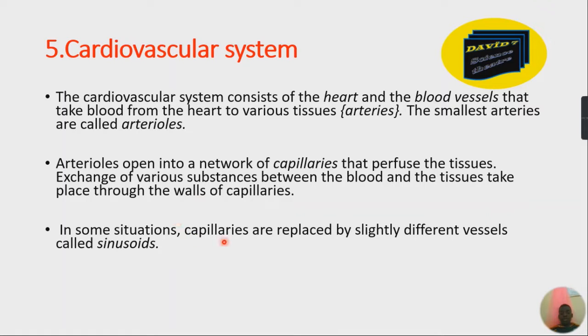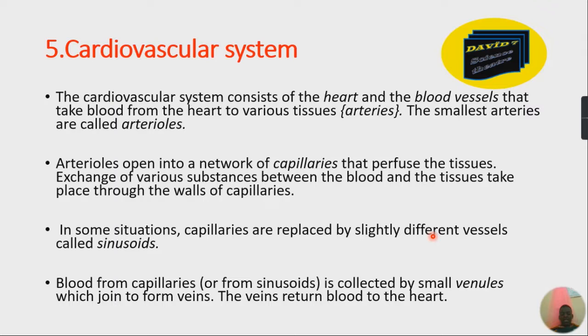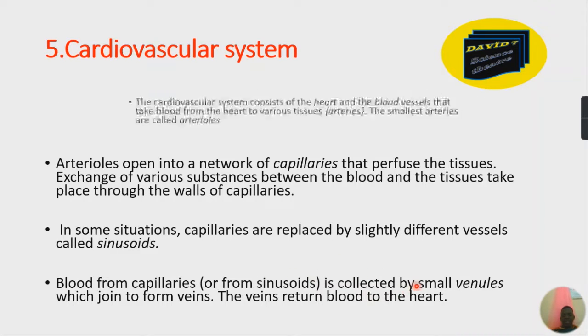In some situations, capillaries are replaced by slightly different blood vessels, which we call sinusoids. They have larger lumens than capillaries, and the cells are not as tightly fixed as those of the walls of the capillaries. Sinusoids. Now, the blood from capillaries or from sinusoids is collected by smaller venules, which join to form veins, and the veins return the blood to the heart. So that is what we can say about the cardiovascular system. Arteries, arterioles, capillaries or sinusoids, venules, veins, back to the heart.